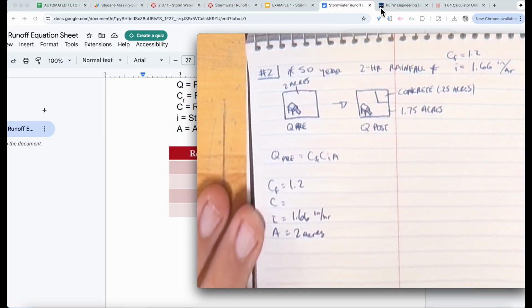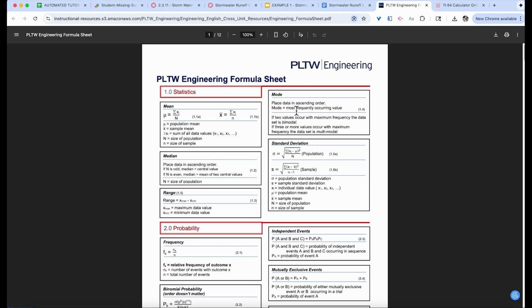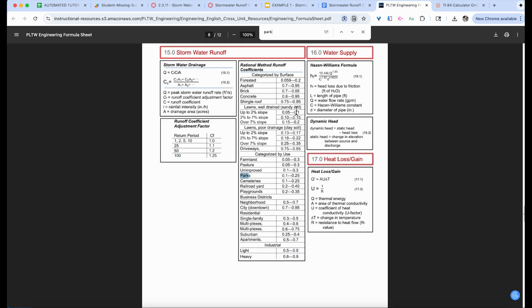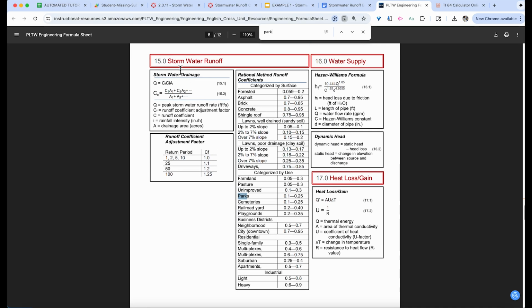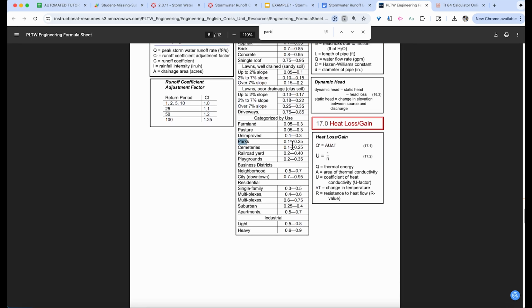Okay, let's find that C value. In the PLTW engineering formula sheet, we can just press Control F and search for park. If we put that in, it brings us to section 15, stormwater runoff, where we can find the rational method runoff coefficient. For parks, it's 0.1 to 0.25. They do not mention anything about using the lower range or the higher range of this number.